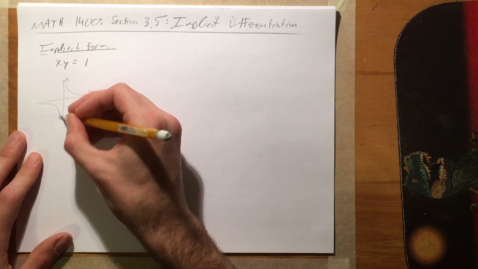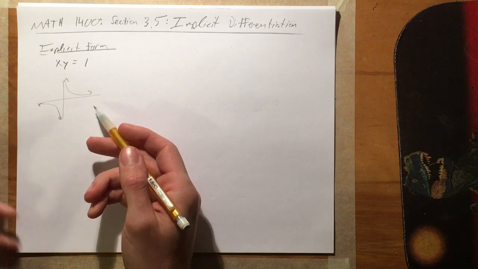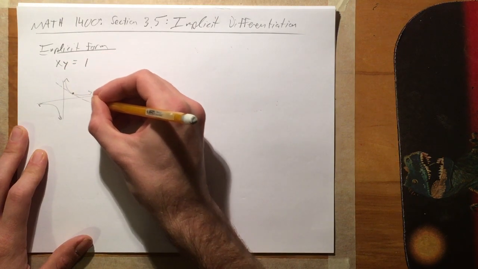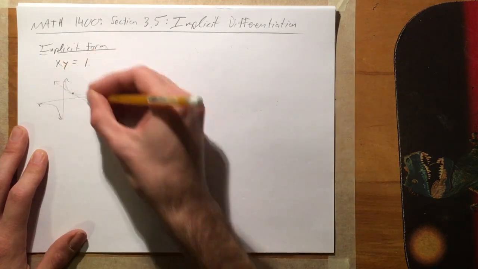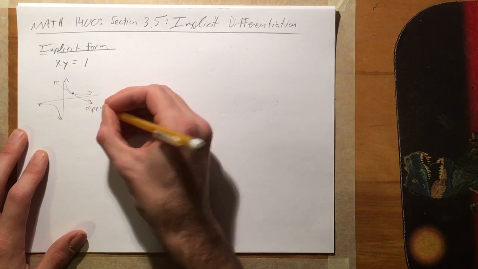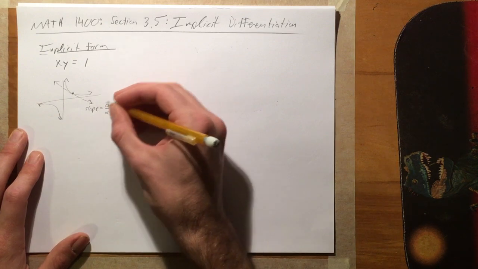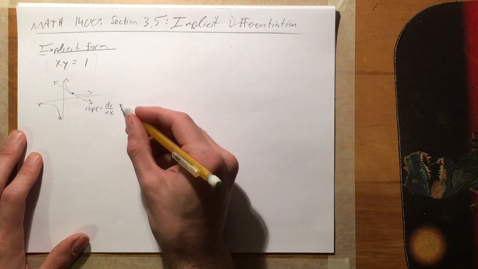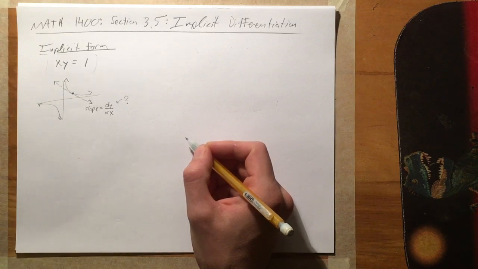Like in this case, the equation xy equals 1 does describe this hyperbola. And if you pick a point on this hyperbola, it has a tangent line. It's a smooth, continuous curve, okay, except for this one infinite discontinuity. But it should have a tangent line. So we should be able to say that the slope of that tangent line is the rate of change in y with respect to x. But if we're not given a function, if instead we're just given an equation, how do you find that dy over dx, that rate of change?